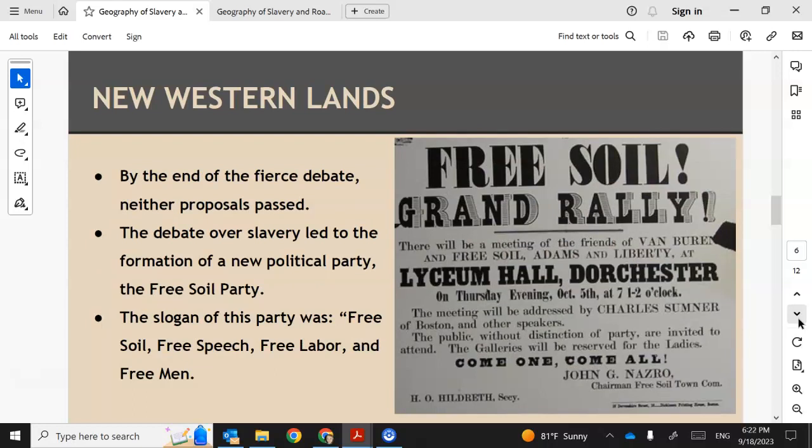So neither of these passed. And they're going to start a whole new political party. So we've got the Democrats, the Republicans, and the Free Soil Party. The slogan, free soil, free speech, free labor, free men. So basically it was all about people who did not want slavery.